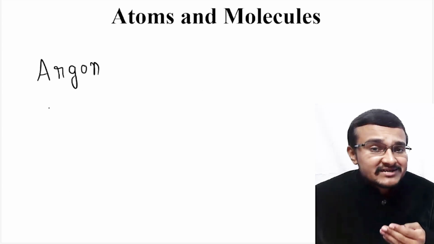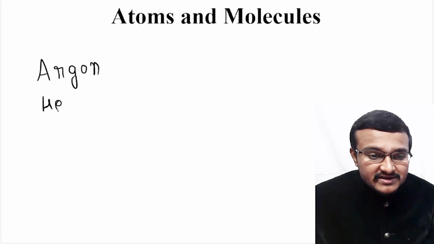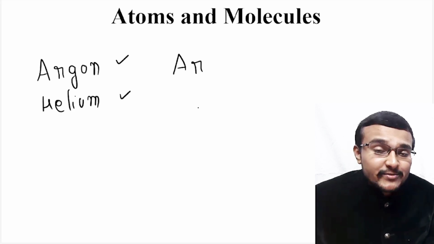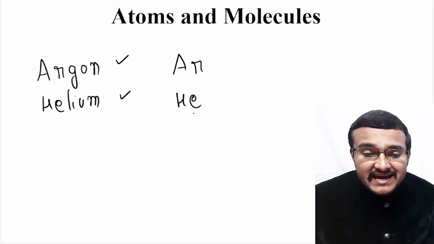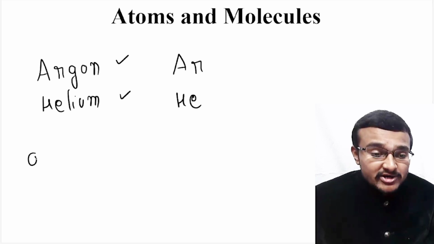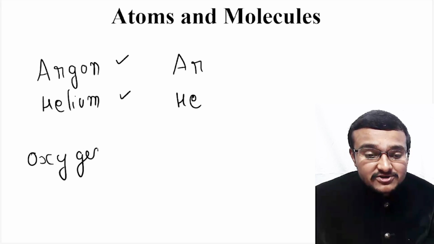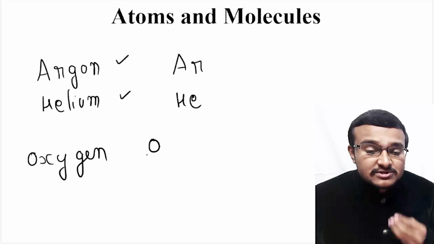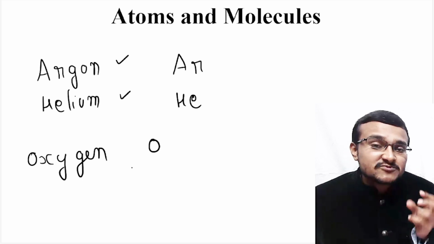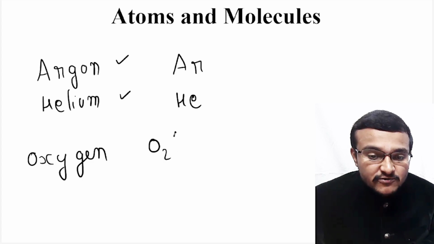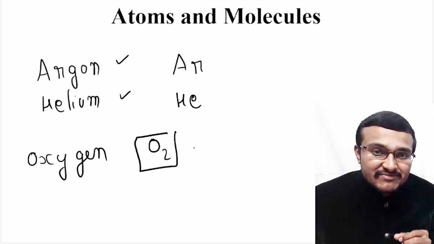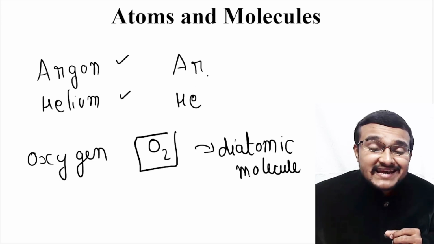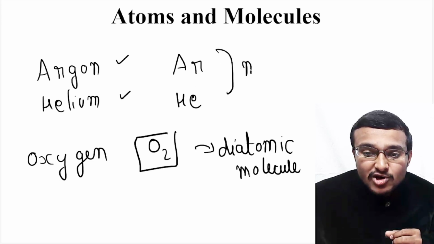This can also be considered as a property of a molecule. There are some noble elements in the periodic table like argon and helium. Such elements can exist as monoatomic elements, and even helium can exist as a monoatomic element. But oxygen is not a monoatomic element, because a single oxygen atom cannot exist since it is very unstable. So that's why two oxygen atoms will always be combined together to form an oxygen molecule. Hence, oxygen is known as a diatomic molecule. But argon and helium can exist as monoatomic molecules.